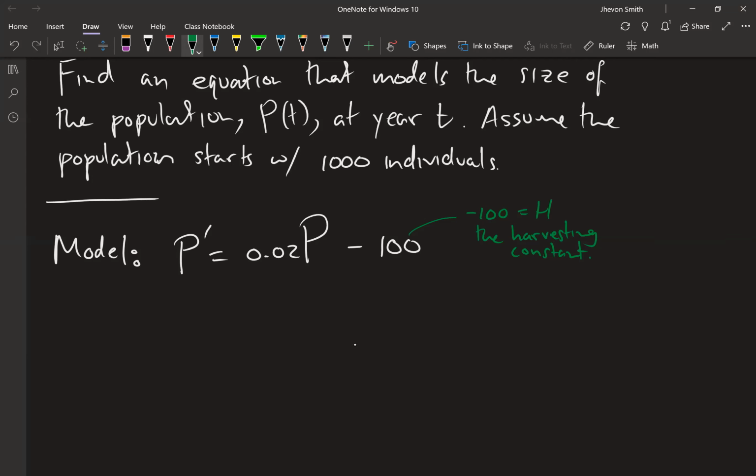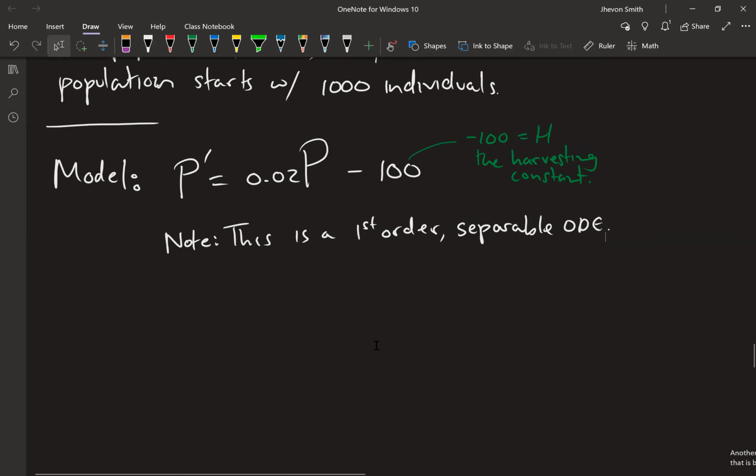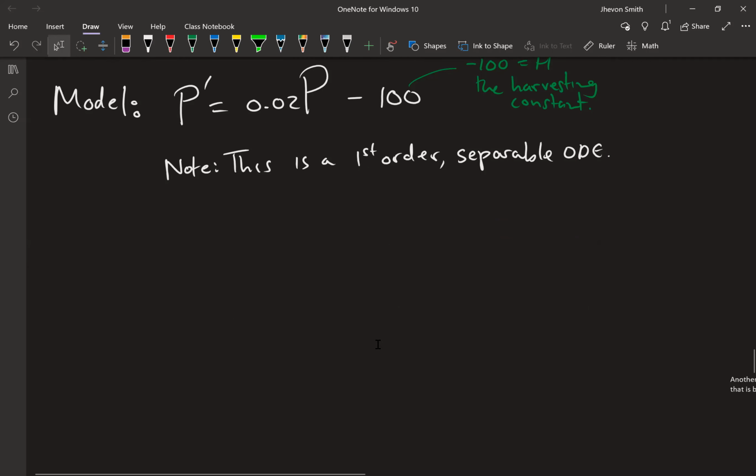You will note, this is a first order, also separable ODE, which means if I want to find the P of t that models the population, it just comes down to solving a first order separable ODE. All right, so we covered a lot of that yesterday. So at this point, maybe one of you guys can tell me how to actually finish this up.